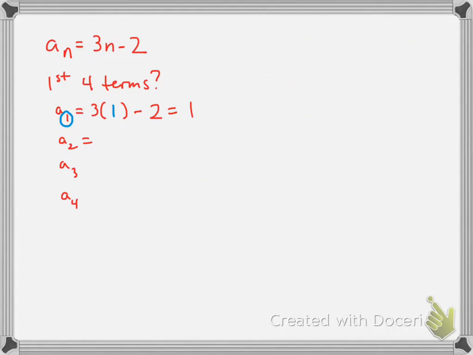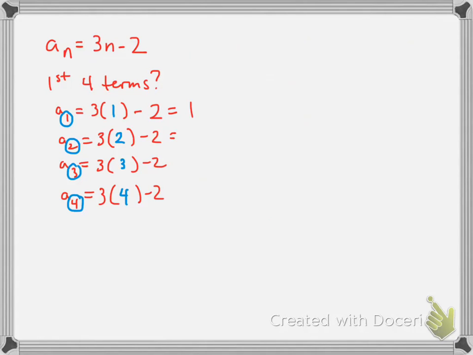Now I do the same process with all the other terms. Wherever I have an n, I'm going to put my term number in there, my step number. So here I have a 2, so I'm going to substitute 2. Here I have a 3, so I substitute 3. Here I have 4, so I substitute 4. 3 times 2 is 6, minus 2 is 4. 3 times 3 is 9, minus 2 is 7. 3 times 4 is 12, minus 2 is 10.